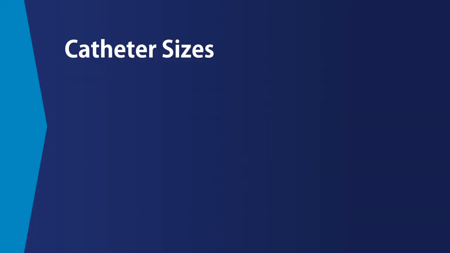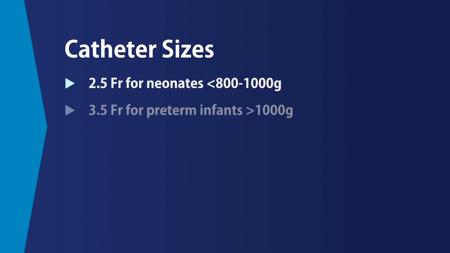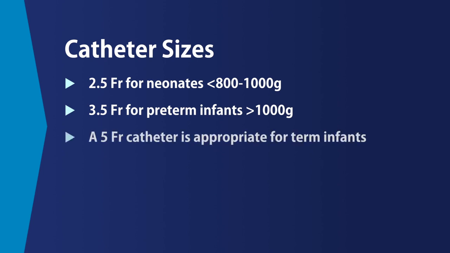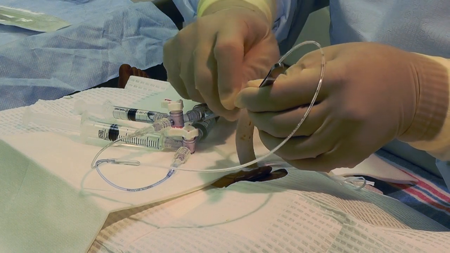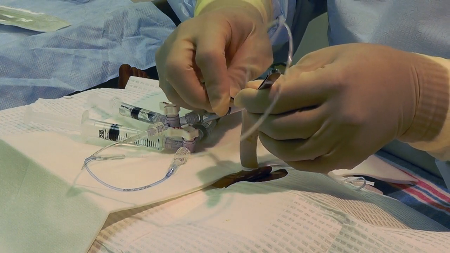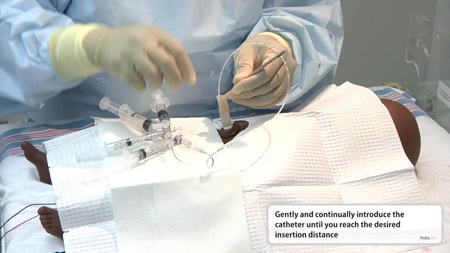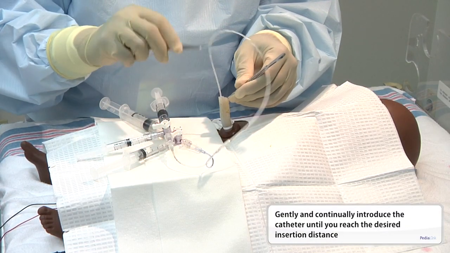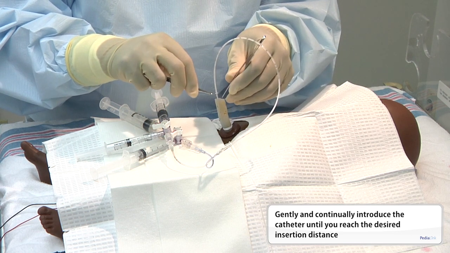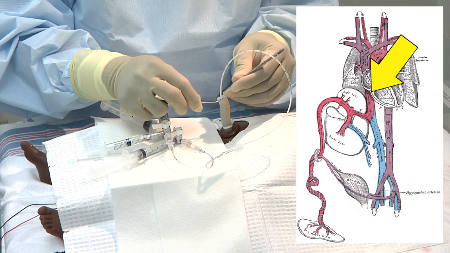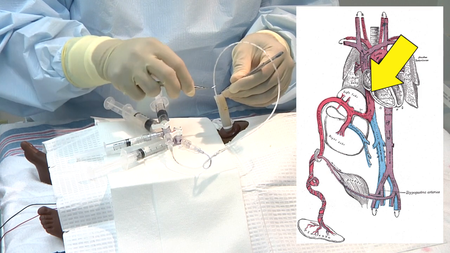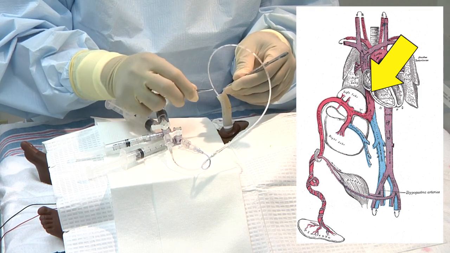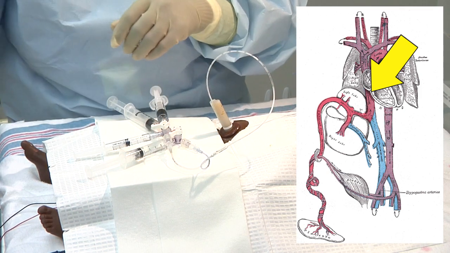A 2.5 French catheter is appropriate for neonates less than 800 to 1,000 grams. A 3.5 French catheter should be used in preterm infants greater than 1,000 grams, and a 5 French catheter is effective for term infants. Many institutions have internal guidelines as to how far the tip of an umbilical venous catheter is placed. In general, you want to assure that you are not meeting resistance when you gently thread the catheter into the umbilical vein. The overall goal of UVC placement is to thread the catheter into the inferior vena cava, just above the diaphragm, at the level of the IVC right atrial junction.